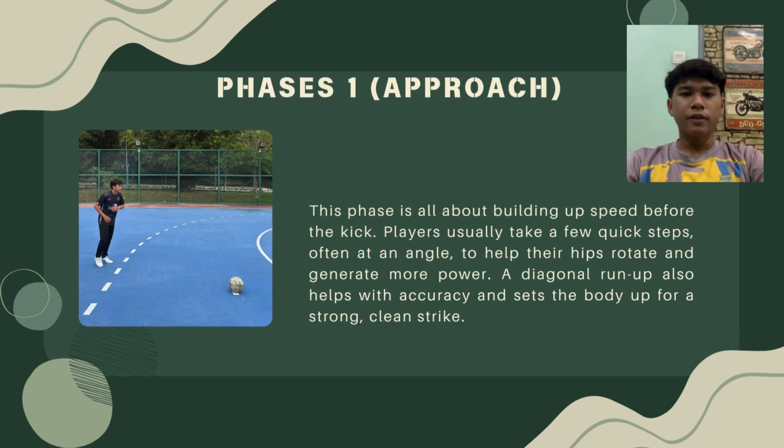So the next part is the futsal phases during shooting. There are 6 phases in futsal shooting. First is the approach. This phase is all about building up speed before the kick. Players usually take a few quick steps, often at an angle, to help their hips rotate and generate more power. A diagonal run-up also helps with accuracy and sets the body up for a strong and clean strike.